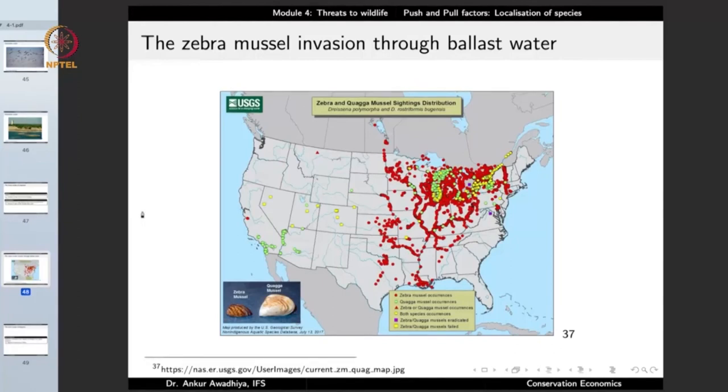So when ships move from one place to another, to maintain stability, there is a structure called ballast. Whenever there is loading of goods, water is pumped out of the ballast. And whenever there is unloading of goods, water is pumped into the ballast. And when that happens, whenever there is pumping of water into the ballast, the organisms that are out there in the lake or in the sea where the ship is located can also enter the ballast.